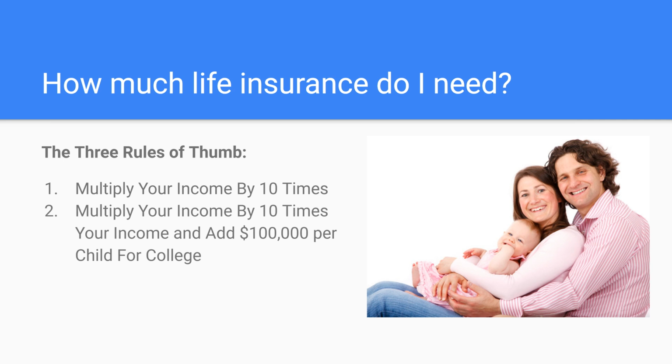The second rule of thumb, if you have children, you want to also do 10 times your income, but also leave at least $100,000 per child so they can help fund their college in case you died prematurely. And then the third method is called the D.I.M.E method, or the D.I.M.E formula. This is a way for you to calculate more or less what you would need to have proper protection for you and your loved ones. So let's jump into the first one.